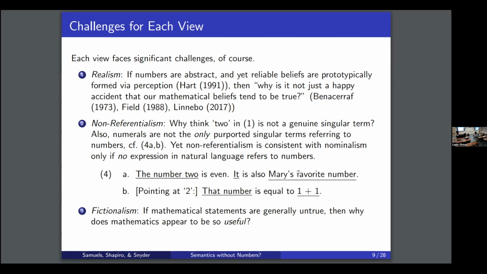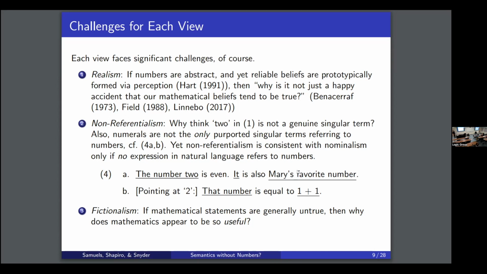So you might think the reason I'm justified in believing that there's a table here is because I can see a table, I can feel a table, etc., but I can't feel or see or otherwise perceive a number, right? Seems like numbers are abstract. So why isn't it that any beliefs I have about numbers or any other kind of mathematical object are a happy accident if they turn out to be true, unlike with the desk in front of me? Okay, so that's the major challenge for realism.